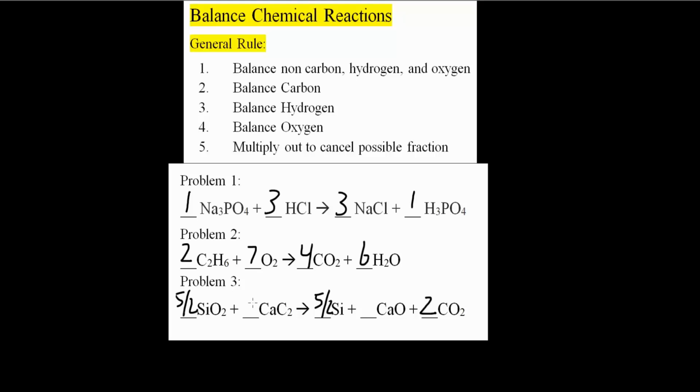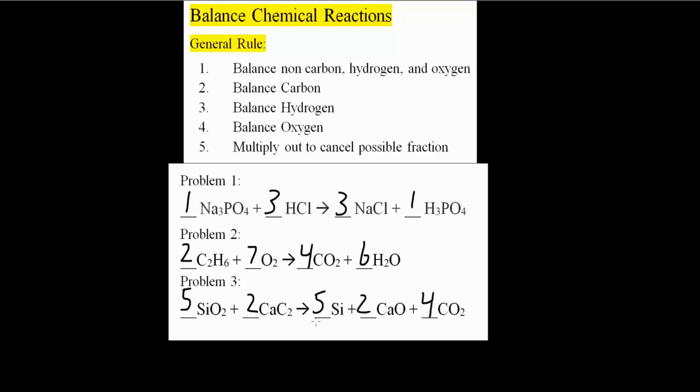So this would be a 5, this would be a 2, this would be a 5, this would be a 2, and this would be a 4. And let's write that down. So we would say this is a 5, this is a 2, this is a 5, this is a 2, and this is a 4.